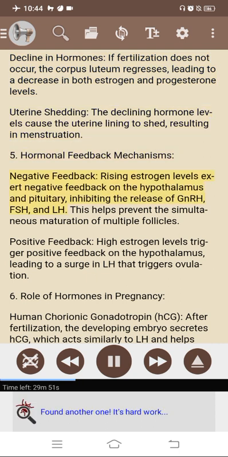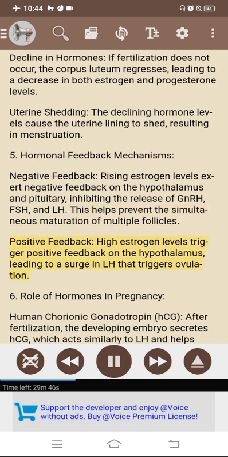5. Hormonal feedback mechanisms. Negative feedback. Rising estrogen levels exert negative feedback on the hypothalamus and pituitary, inhibiting the release of GnRH, FSH, and LH. This helps prevent the simultaneous maturation of multiple follicles. Positive feedback. High estrogen levels trigger positive feedback on the hypothalamus, leading to a surge in LH that triggers ovulation.